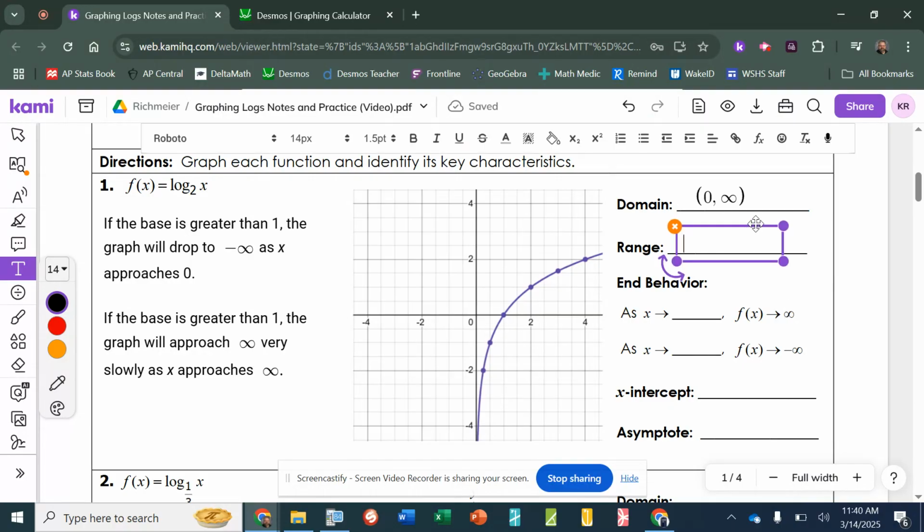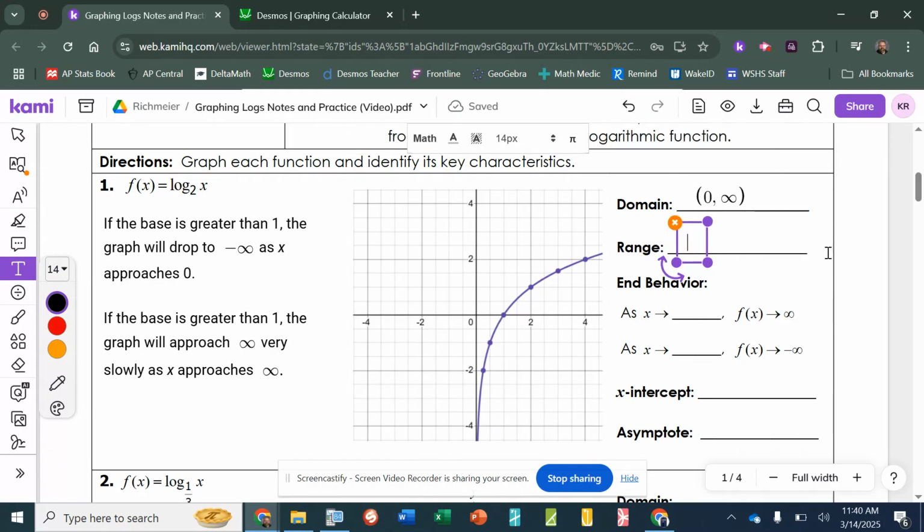Now the range, on the other hand, since this thing drops to negative infinity as x goes to 0, the range, remember, is all those y outputs, or the output values. So this thing will start down at negative infinity. And we said as it goes to the right, it keeps on growing. So it's going to go on to positive infinity. And there we go. There's our domain and our range.